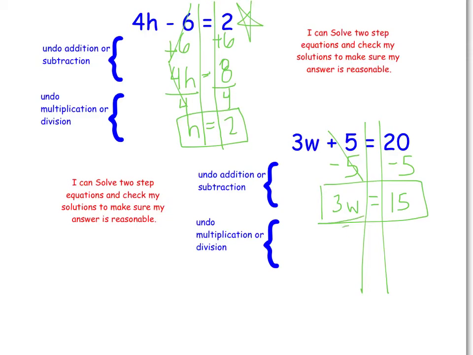Alright, so I'm going to divide by 3 on both sides. 3's cancel out, so W is left. And this side I have 5. In my head, I'm just checking. 3 times 5 is 15, plus 5 is 20.